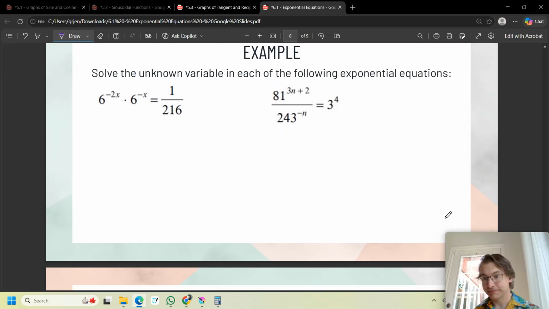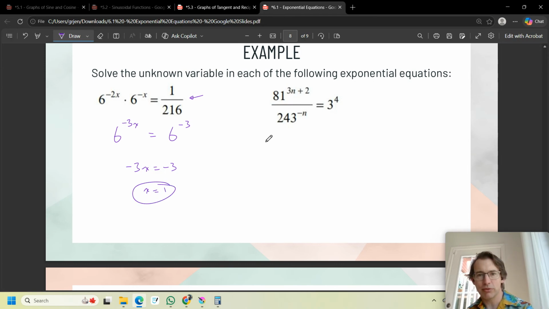Solve them. Pause me. Oh, you're back? Okay, so you really wanted to see me do these together, eh? Okay, sure, fine. So this is add the exponents, 6 to the minus 3x. This is 6 to the minus 3. This is a fancy way of saying 6 to the minus 3. So then we equate the exponents. Minus 3x equals minus 3, and x equals 1. That's it. I'm not aware of other ways to do that.